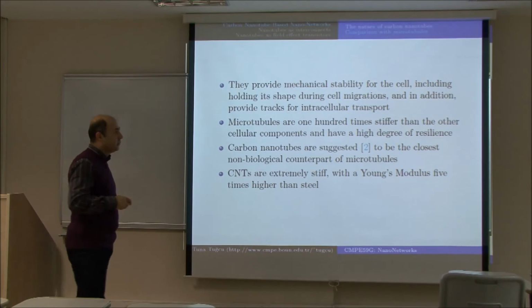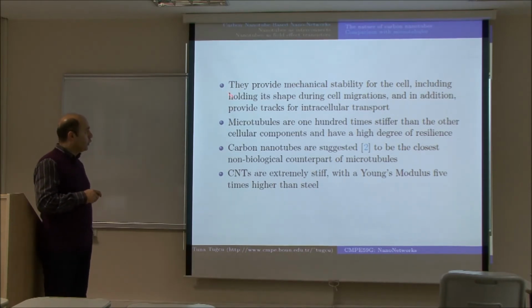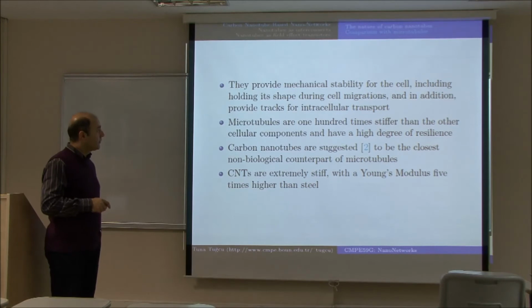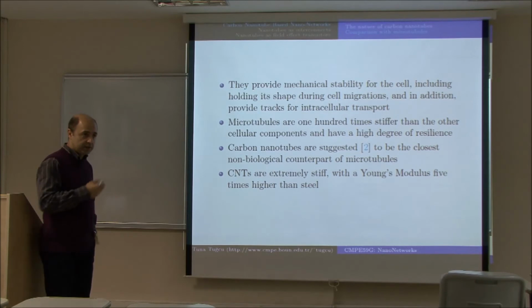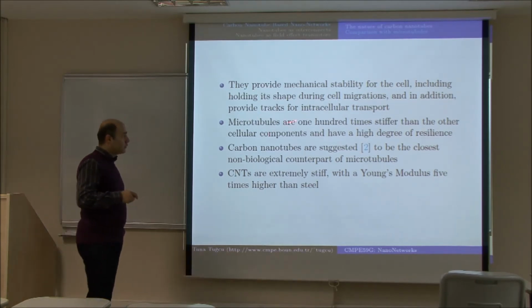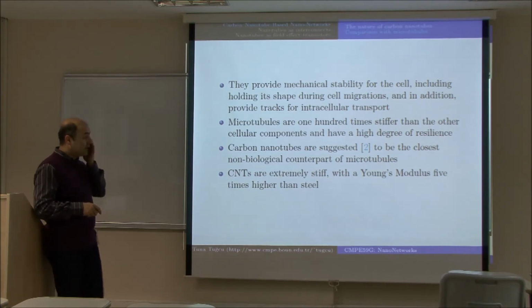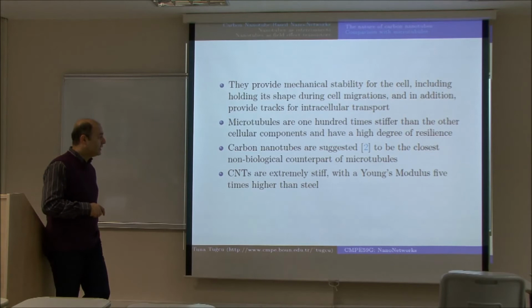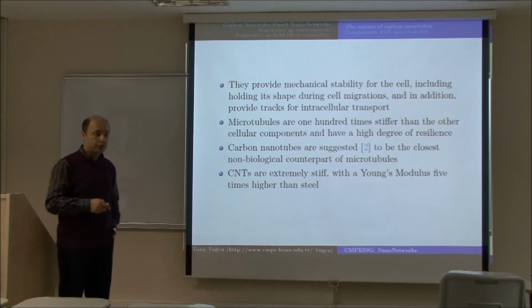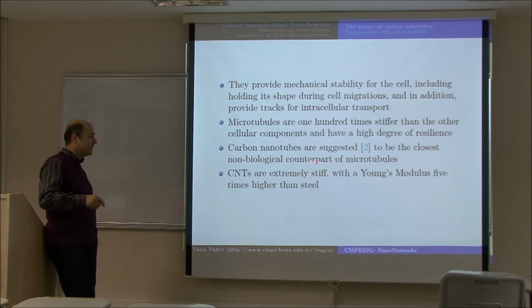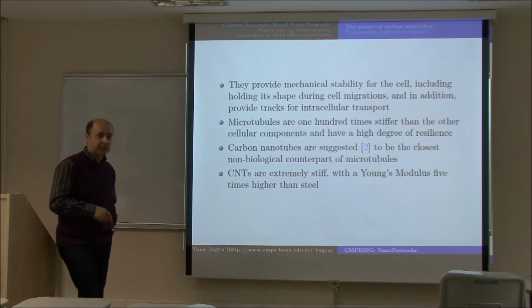So they provide mechanical stability for the cell, including holding its shape during cell migrations, and also provide tracks for intracellular transport of, for example, molecular motors. The microtubules are 100 times stiffer than the other cellular components in the cell and have a high degree of resilience. Carbon nanotubes are also suggested to be the closest non-biological counterparts of the microtubules. And the carbon nanotubes are extremely stiff, with a Young's modulus which is 5 times higher than that of steel.